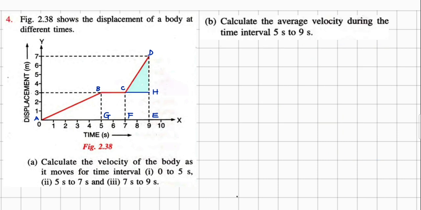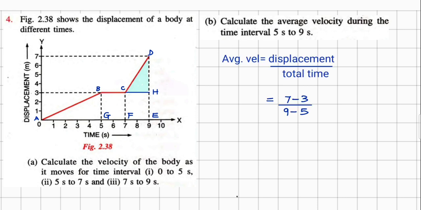There is one more part to the question, that is part B. Calculate the average velocity during the time interval 5 to 9 seconds. The formula for average velocity is displacement upon total time. So let's substitute the values. That is 7 minus 3 is the displacement, and total time from 5 to 9 seconds will be 9 minus 5, and that is 1 meter per second.